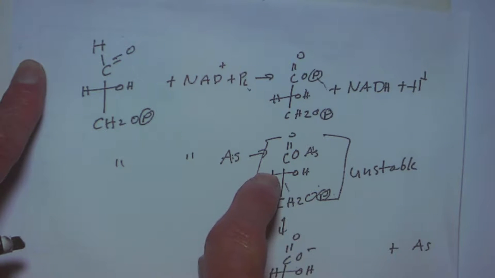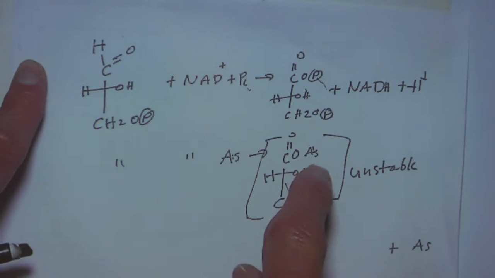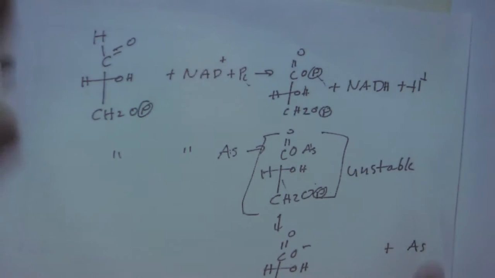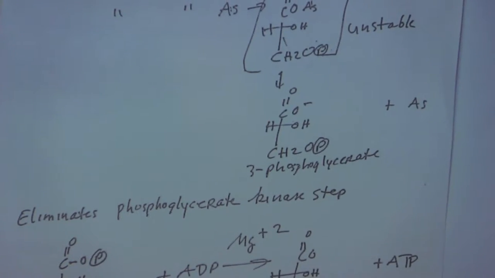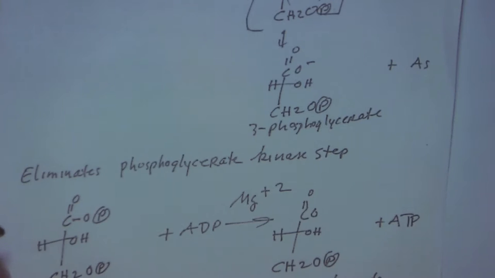This is unstable. The phosphate one is stable; the arsenate one is not. And it breaks down directly to 3-phosphoglycerate. So it eliminates this step here. This is important because now we don't have this step, we can't make it.